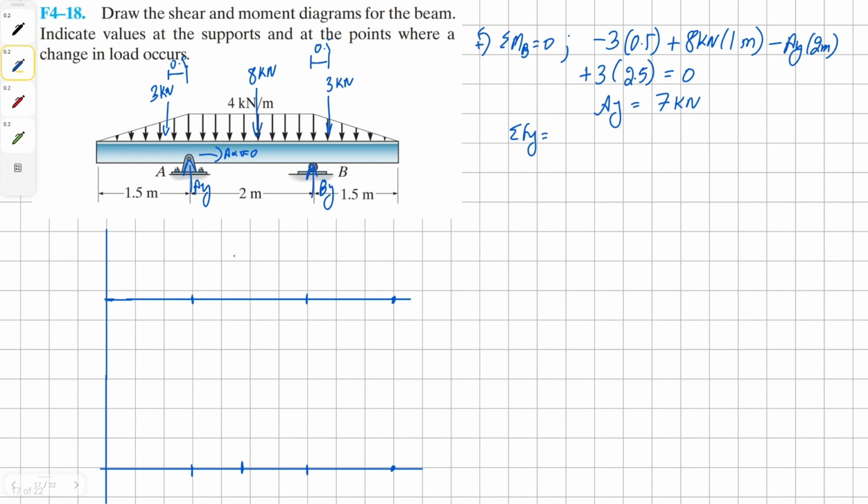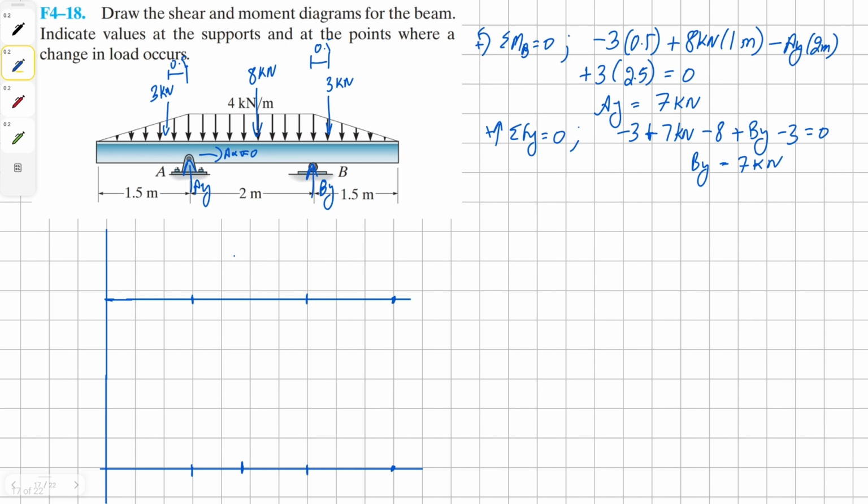Now we can sum the forces in the vertical direction in order to find our solution for BY. So we have negative 3 kilonewton, positive 7 from AY, negative 8 from the rectangular uniform distributed load, then our unknown BY, and finally negative 3 kilonewton, all equals to 0. Solving for BY, we get our solution as 7 kilonewton. We could have done this by symmetry as well, but I thought it's better to have it solved.